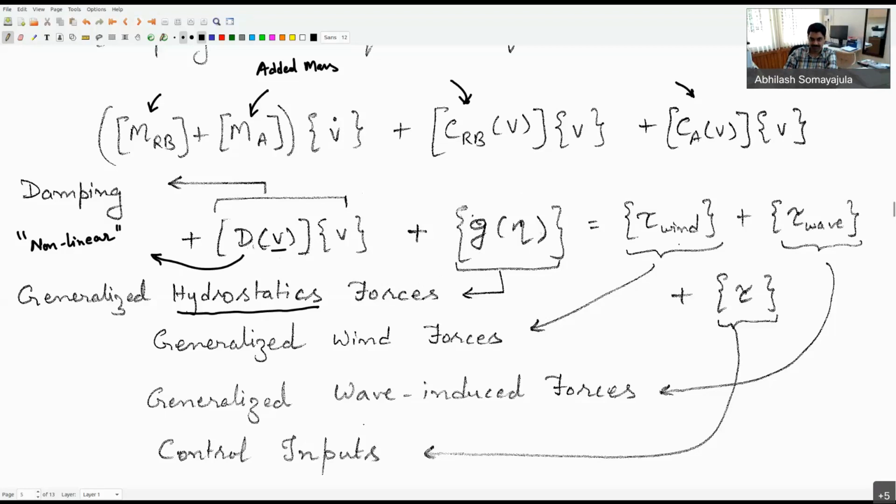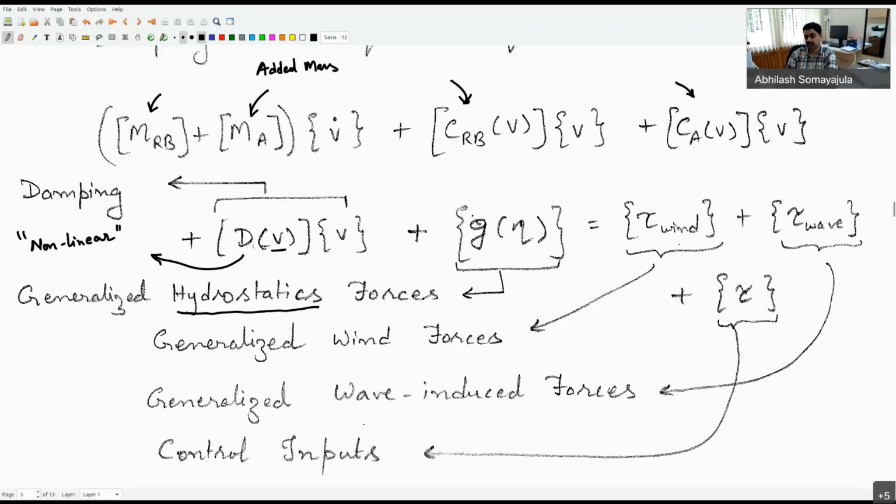Yes, sir. Sir, can you repeat this part? Yes. So the idea is simple. There is no stiffness in surge, sway, and yaw, right? We don't even experience any stiffness force. So if we are looking at a 3 degree of freedom model, then this term will typically not be there. It will be basically all zeros, right? The hydrostatic forces will be zero.